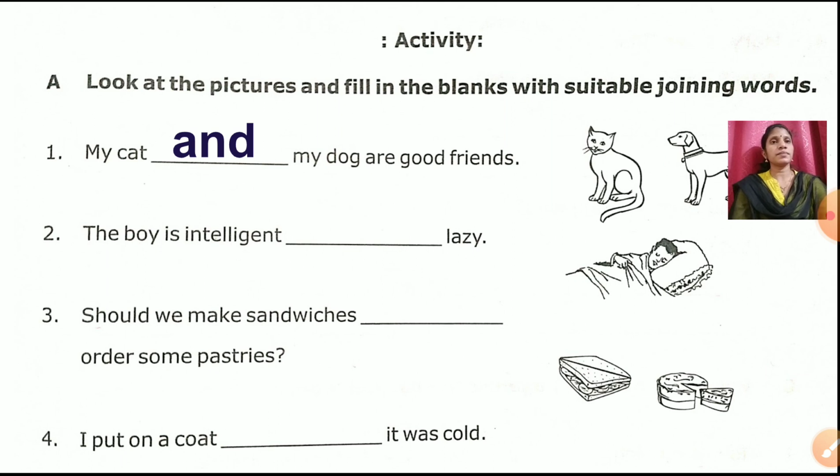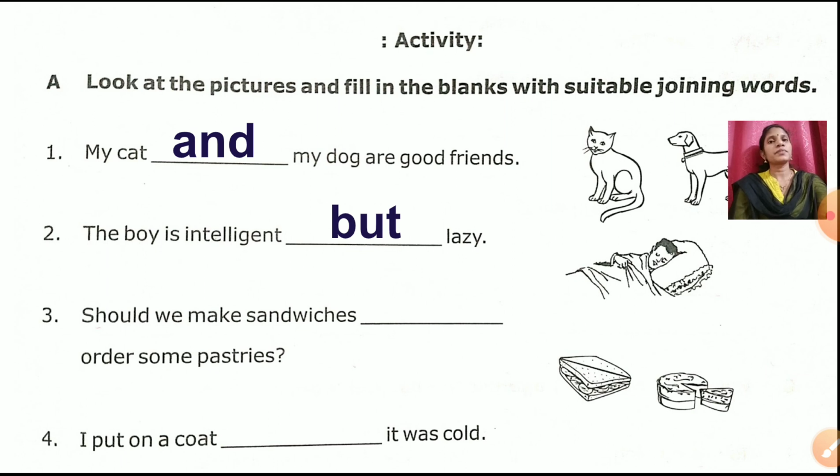Next one is, the boy is intelligent but lazy. The boy is intelligent but he is lazy. Two opposite ideas. First we have written "and" because similar idea, good friend. So we have written there "and". Here opposite ideas. So we have used "but".